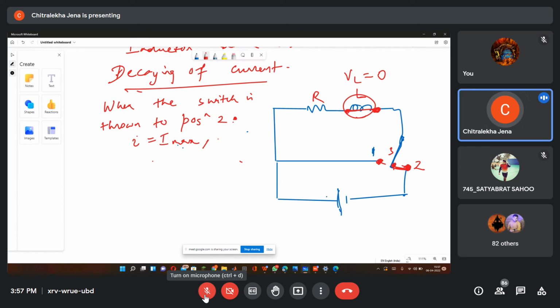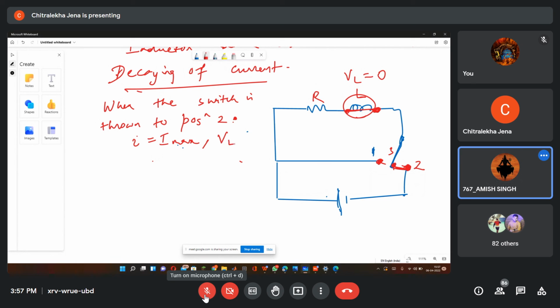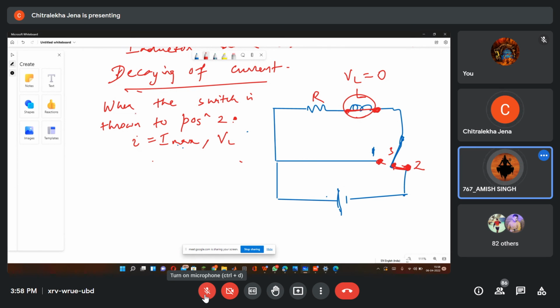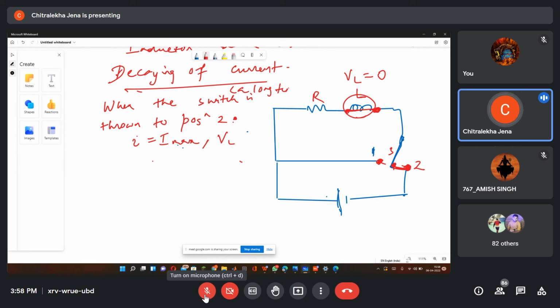Okay, just now I have discussed. Why would it be zero at t equals 0? Look at the circuit condition. Listen. At t infinite, a long time the switch has been closed to position number 2. Then what happens to my current? Current is equal to maximum, VL is equal to 0 and VR is equal to how much?